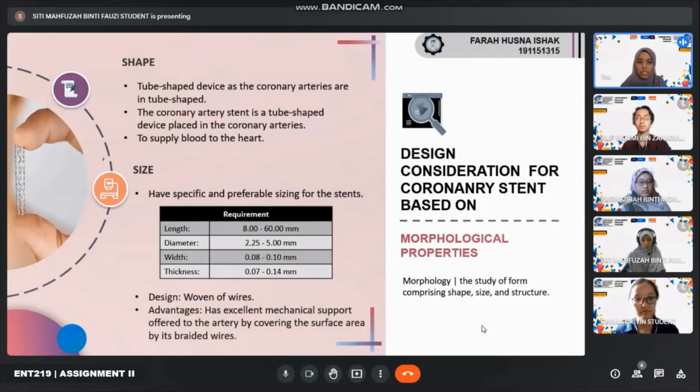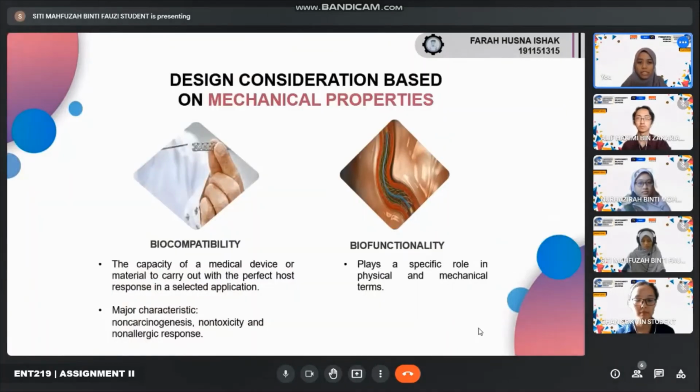The design for the coronary stent is woven of wires. This is because the advantage of this design is that it offers excellent mechanical support to the artery by covering the surface with its braided wires. Last but not least is the design consideration based on the mechanical properties. We have two mechanical properties that are biocompatibility and biofunctionality. Biocompatibility is the capacity of a medical device to give the perfect host response in a selected application. The major characteristics for biocompatibility are non-carcinogenesis, non-toxicity, and non-allergic response. Then, as for biofunctionality, it plays a specific role in both physical and mechanical terms perfectly.